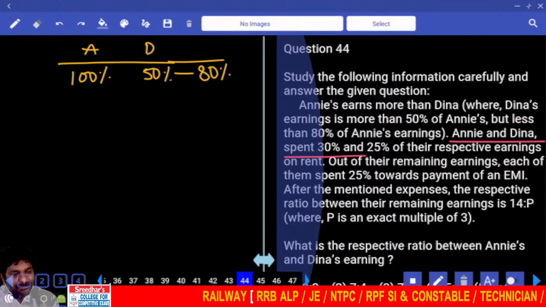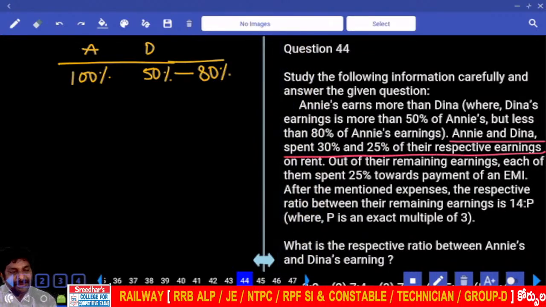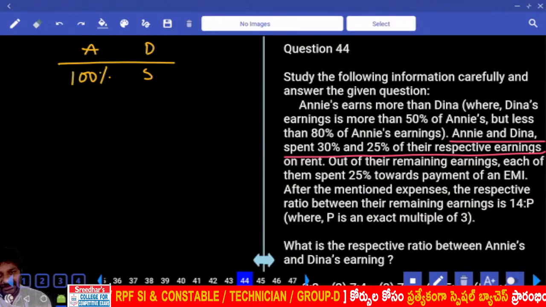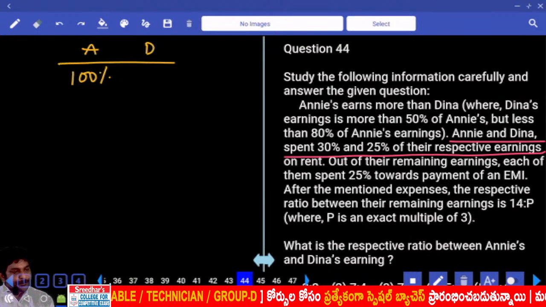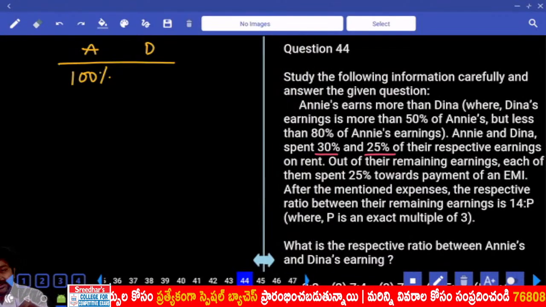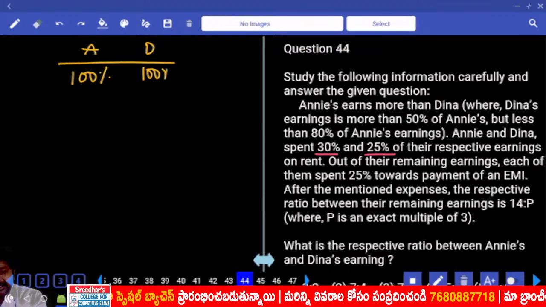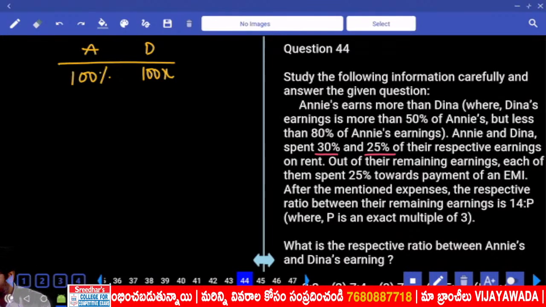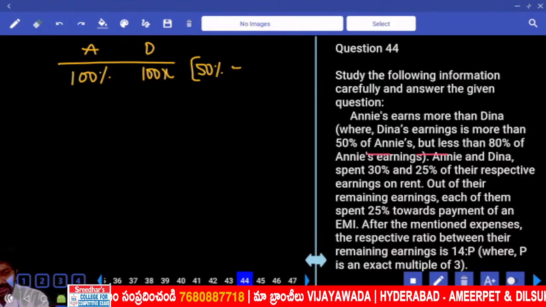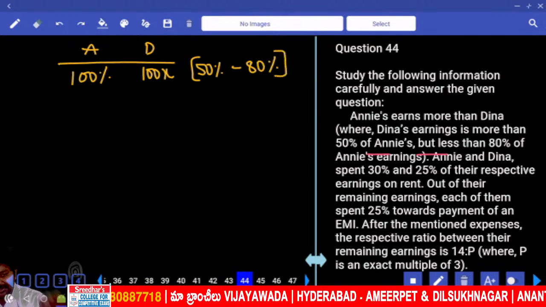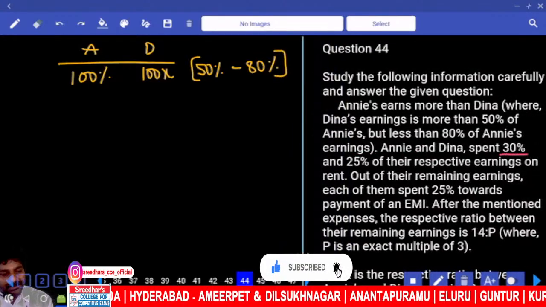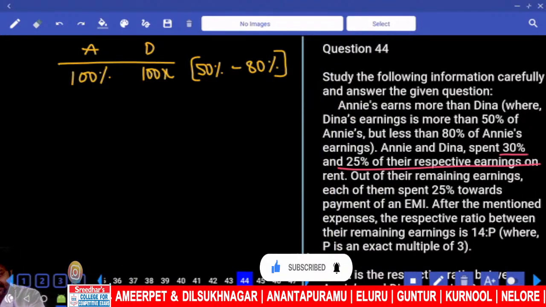Annie and Deena spent 30% and 25% of their respective earnings on rent. I don't want to write this range now, we'll do it later. They are going to spend 30% and then 25% of their respective earnings. Now, I'll take Deena's earnings as 100x, which is equal to between 50% and 80%. This is clear. They are going to spend 30% and 25% of their respective earnings.